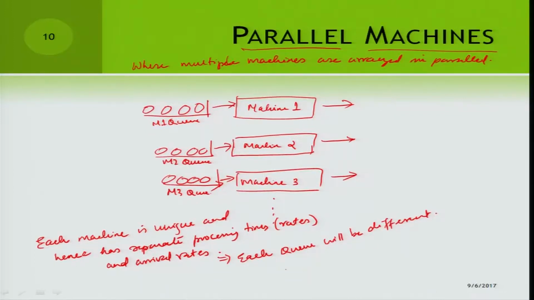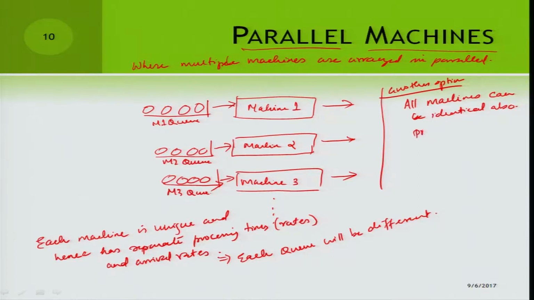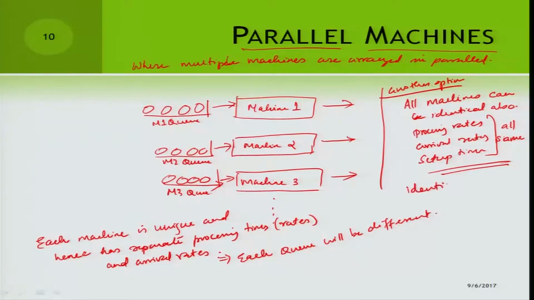It can also be a situation where all machines can be identical. That means processing rates, arrival rates, all same. Setup time, these are all the same. So, this kind of setup is called identical parallel machines.